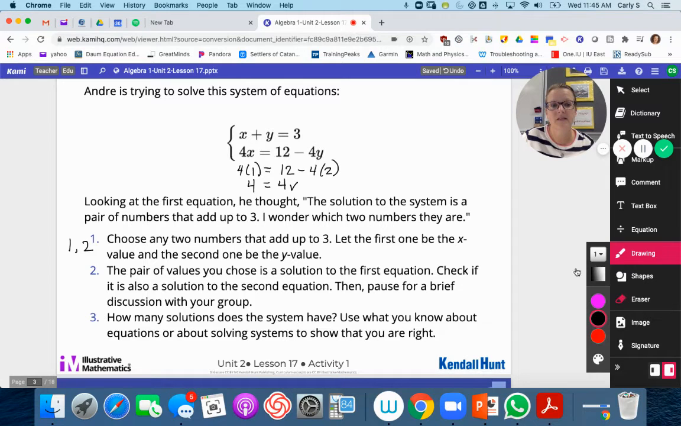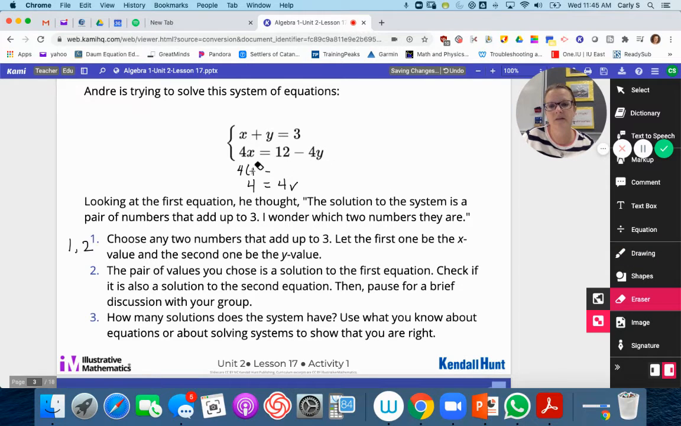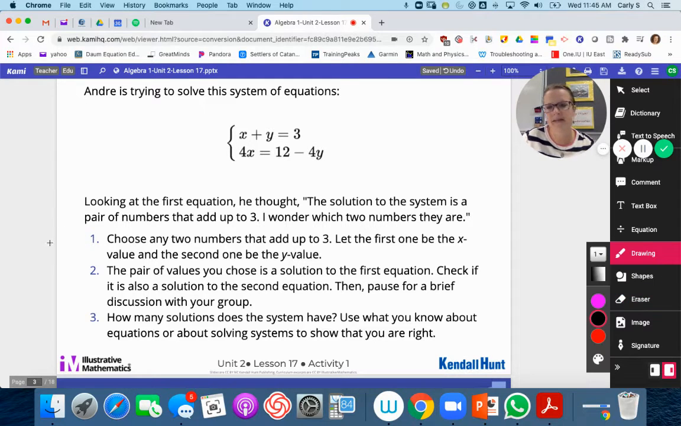Yes. This is honestly when I should erase and start over, or rewind and start over. Okay, let's try another solution. So 1 and 2 did work. I just want to prove something. Let's try 0 and 3. 0 plus 3 is 3.